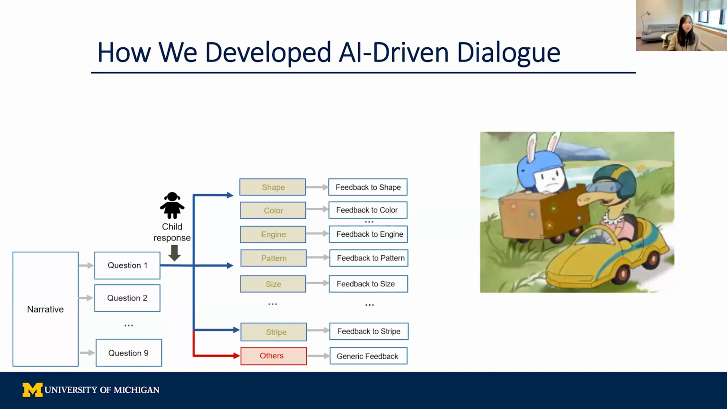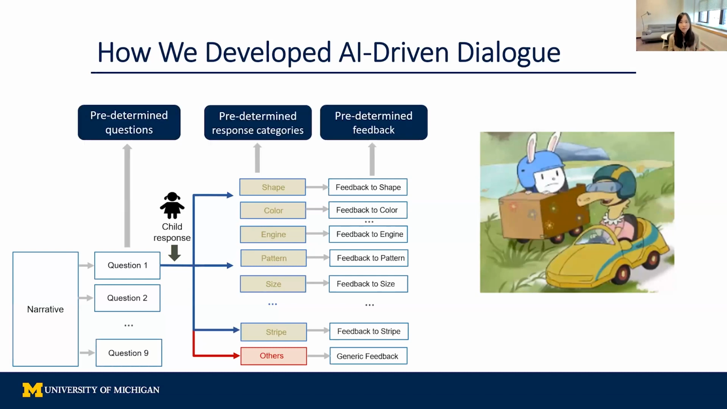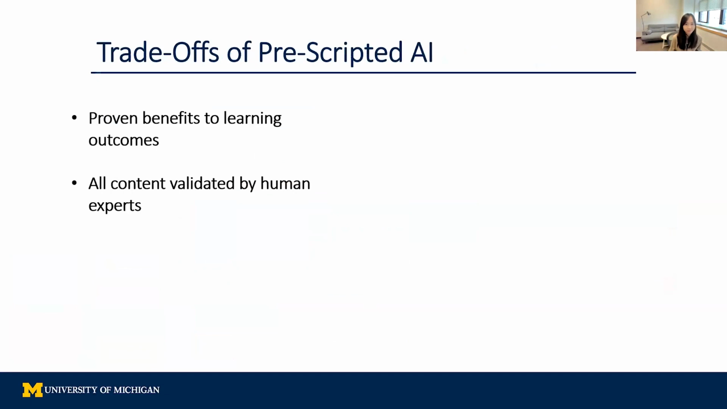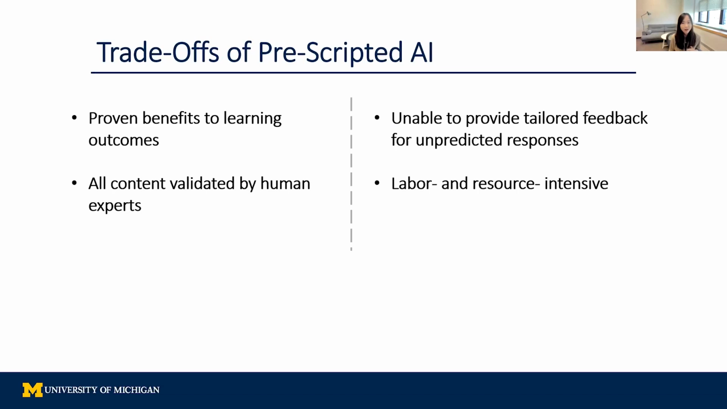So with these predetermined response categories in mind, we write feedback that Eleanor could offer to children based on their responses. So by now, you may have noticed that the development of AI-assisted dialogue in this particular context heavily depends on prescripting questions, categories, and feedback. Using this prescripting approach has its advantages. It allows us to leverage the expertise of educational professionals who can carefully craft the questions and feedback that align with educational theories. But there are also challenges that we need to consider.